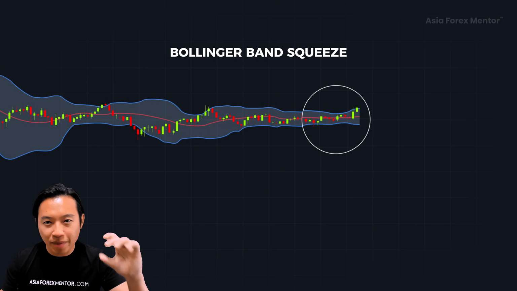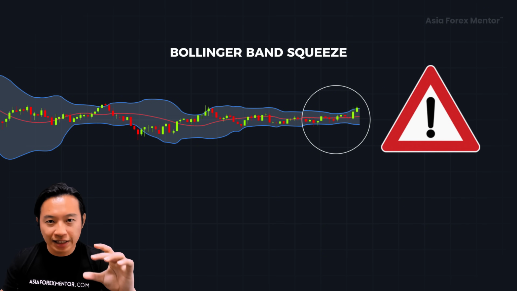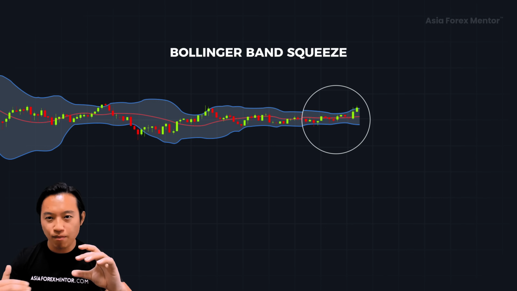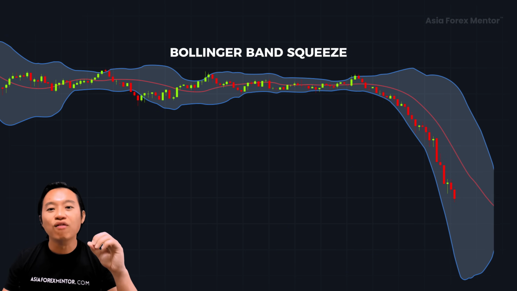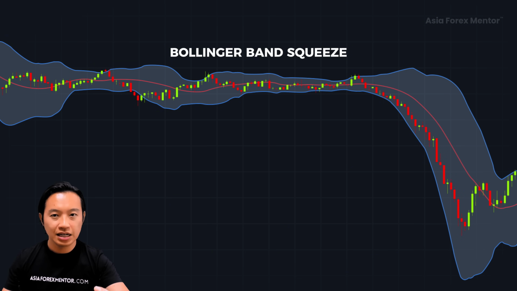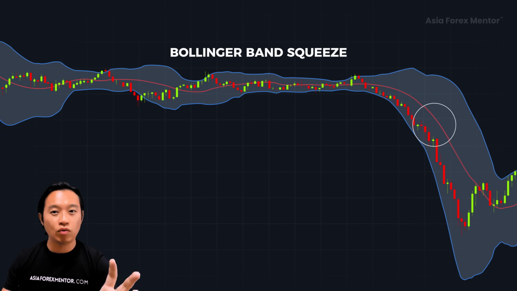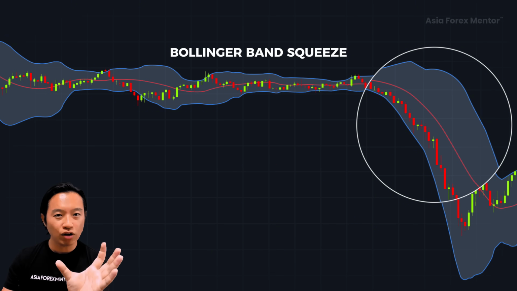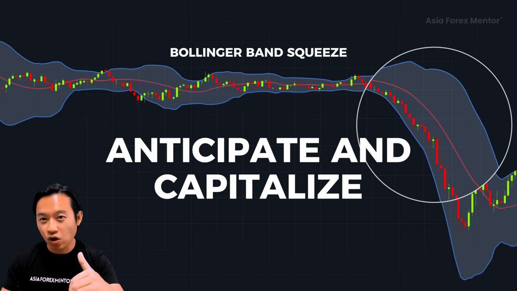So the tightening of the band serves as a warning. When you monitor this squeeze, that's where you can identify the potential areas for an explosive move in the market. Once the breakout happens, volatility increases. The market will expand and look more like a balloon, confirming the market movement.